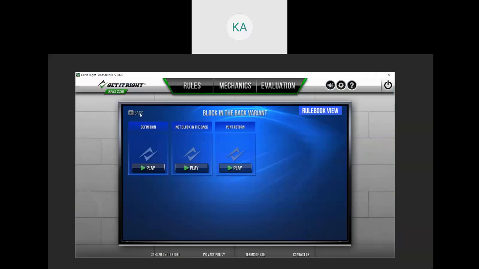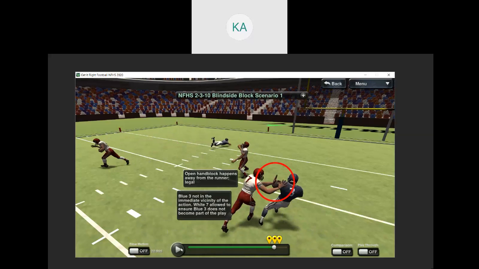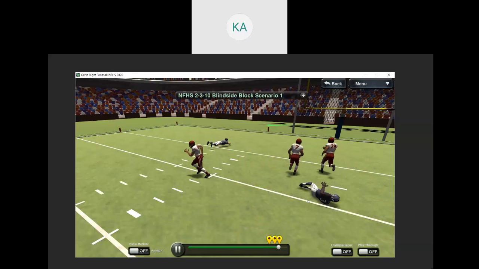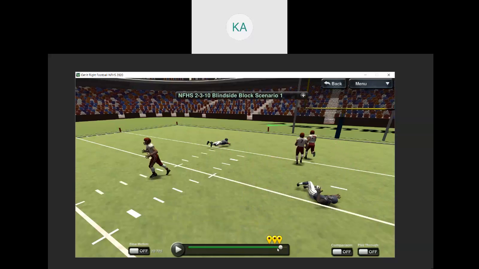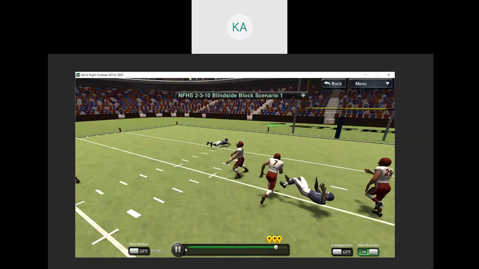Let me show one that is also kind of similar, looking at the blindside block rule. This whole notion about open hands, again, we want to watch to make sure that he's not initiating contact into the back there. So he's pushing him right there on the shoulder. You can also tell sometimes by the way they fall. But again, it's important to see that initial contact to determine whether that's a block in the back or not.